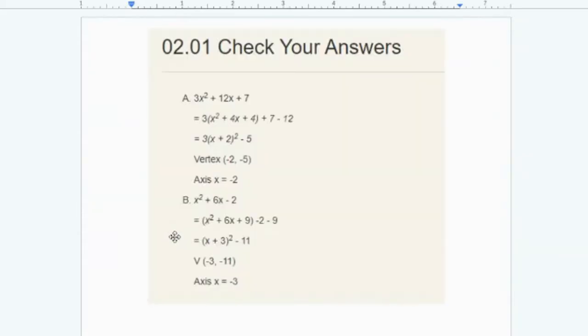There it is. It loads slowly. But see, they factored the 3 out, and they added a 4, so they had to subtract a 12 there. So that's what they're doing, if you're wondering.